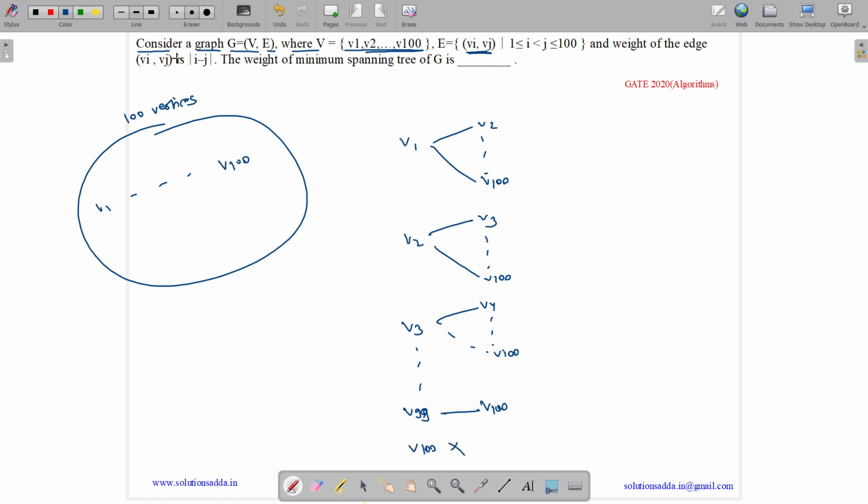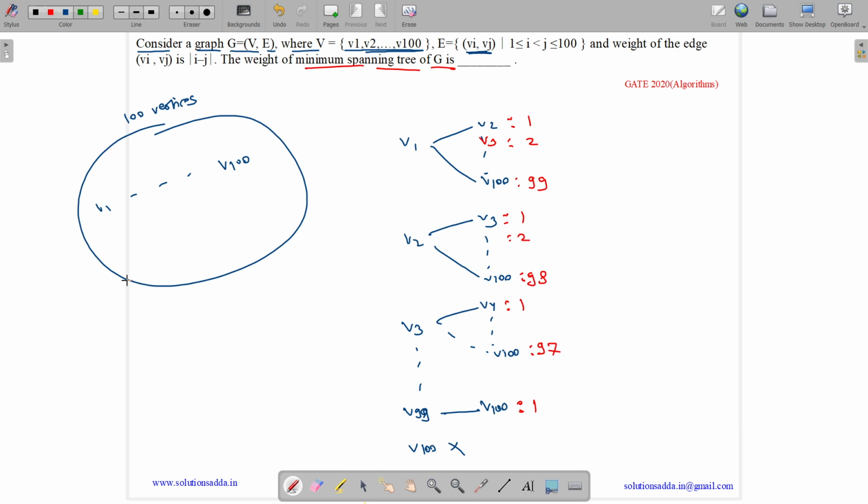Okay, and the weight of the edge ViVj is the modulus of i minus j. So what is the V1V2 weight? It's 1. What is the V1V3 weight? It's |1 - 3|, which is 2, and so on. V1V100 is 99. Similarly, V2V3 is 1, V2V4 is 2, and V2V100 is 98. It goes on like this. V3V4 is 1, V3V100 is 97, V99V100 is 1. The weight of the minimum spanning tree of G is?